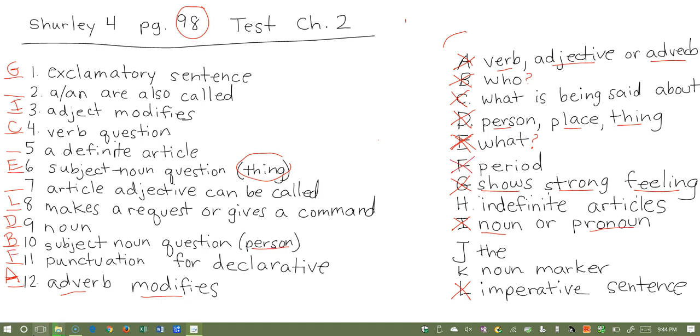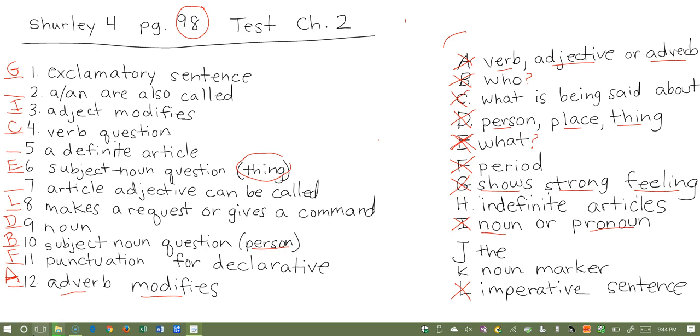Now there's not much left. Ooh, let's do noun markers. We are the article adjectives, teeny tiny adjectives, a and the, a and the. We are called article adjectives or noun markers. We are memorized and used every day, and if you spot us, you can mark us with the label A.